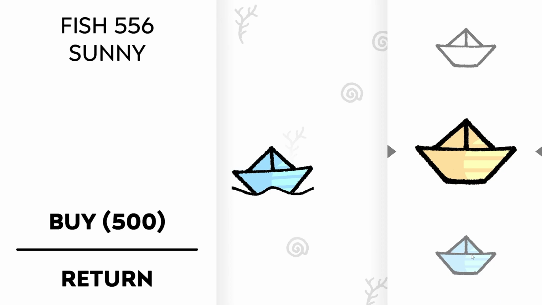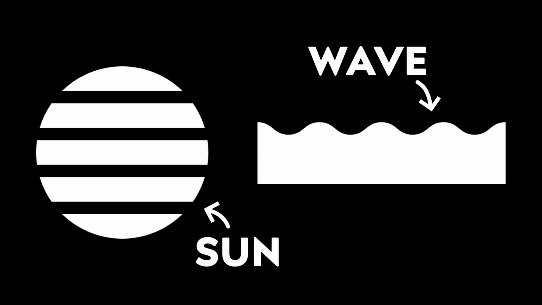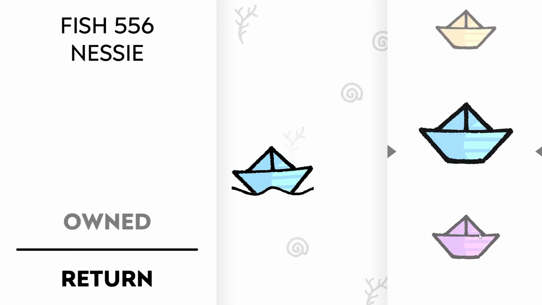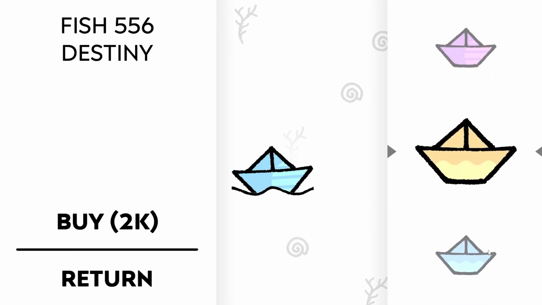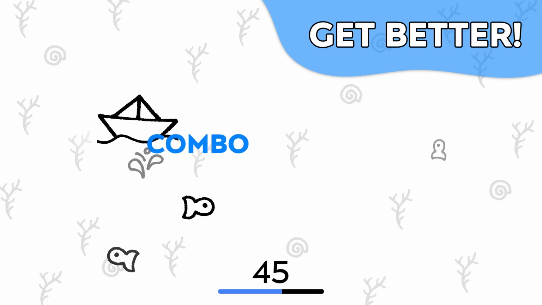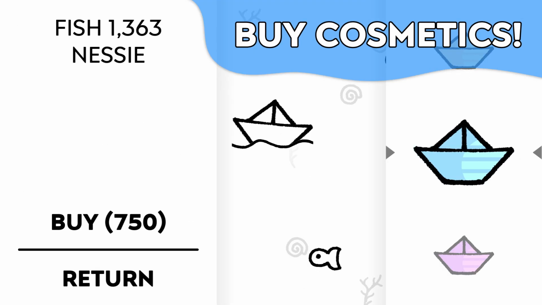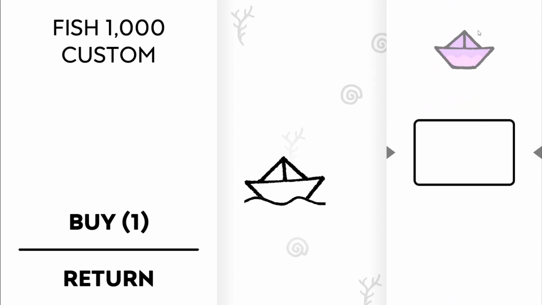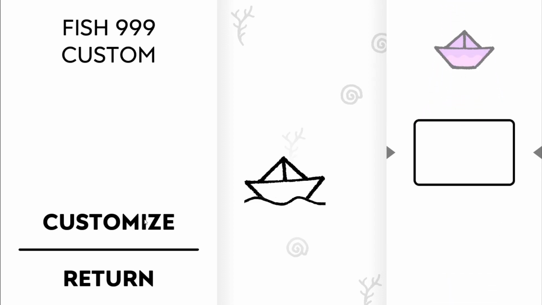For now there are 2 shapes and they are sun and wave. Each of these shapes has 3 color variations. I will probably add more skins later in update, but for now there are Sunny, Nessie, Breeze, Destiny, Splash and Misty. At this point, I uploaded the game to Google Play Store and soon you will be able to download it. Right now I'm working on a new skin option, and that is to draw your own boat. It will come as an update later.